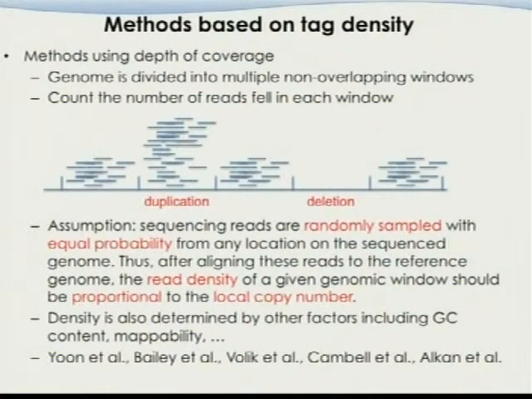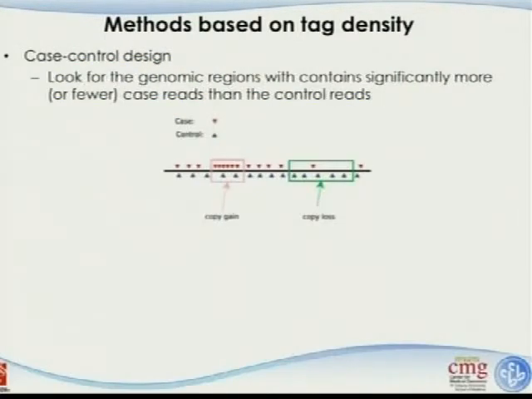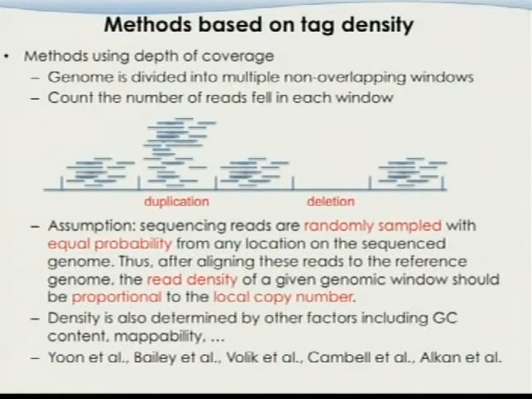But anyways, this is really called the method using depth of coverage. And at this stage, you can probably think, oh, it doesn't really matter whether this is a mate pair or paired end or single end approach. As long as I count the numbers, we're good. Okay? And the second type of strategy is still based on the tag density, is to use a case control type of design. So think about this is for each individual, I'm just comparing different genomic regions for this one.